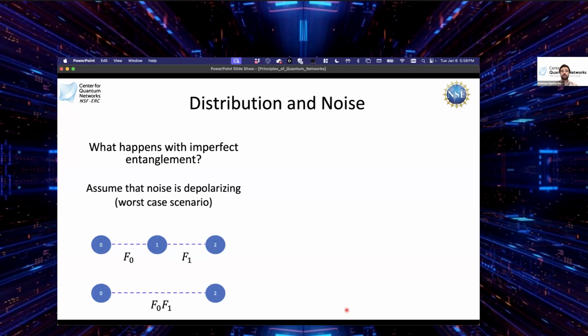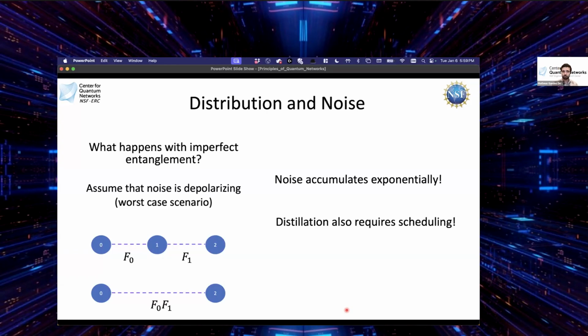And it turns out that because of the properties of fidelity, the product of these 2 fidelities is smaller than the individual fidelities F0 and F1. When we factor everything into account, it turns out that noise accumulates exponentially in our chain in all cases, even just by assuming that we generate imperfect link level entanglement between neighboring nodes.